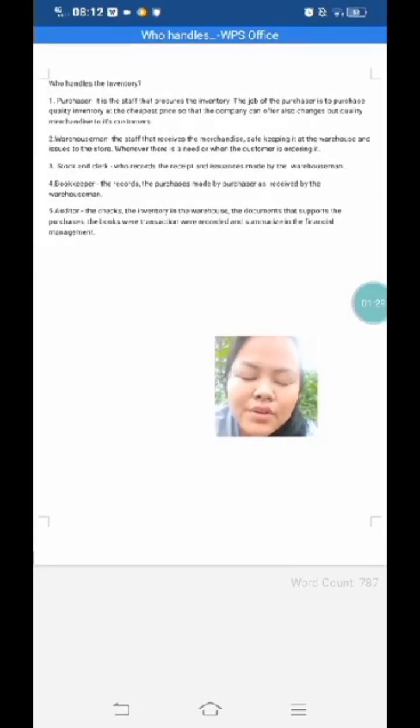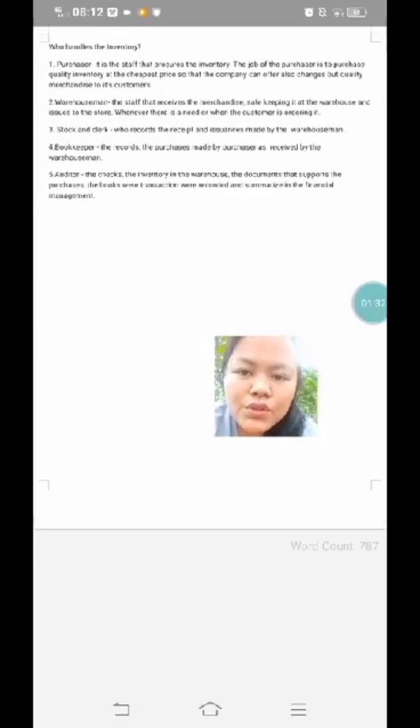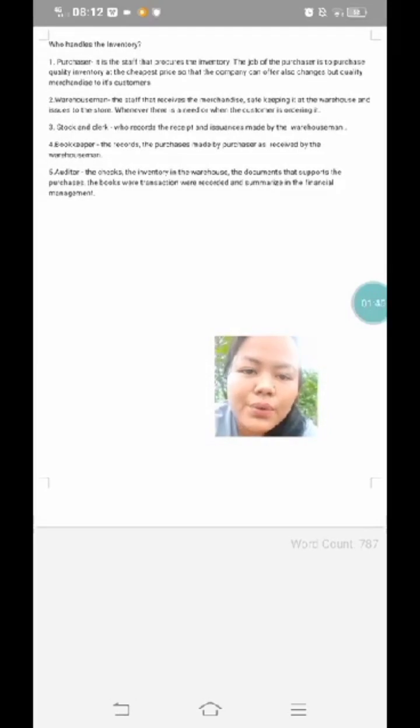Warehouseman. The warehouseman is the staff that receives the merchandise, safekeeps it in the warehouse, and issues it to the store whenever there is a need or when a customer is ordering. There are many objectives of the facility in being a warehouseman. 1 is identify the objectives of the facility, 2 maintain safety stock levels, 3 control the flow of goods, 4 maintain quality control, and 5 is use the right software.